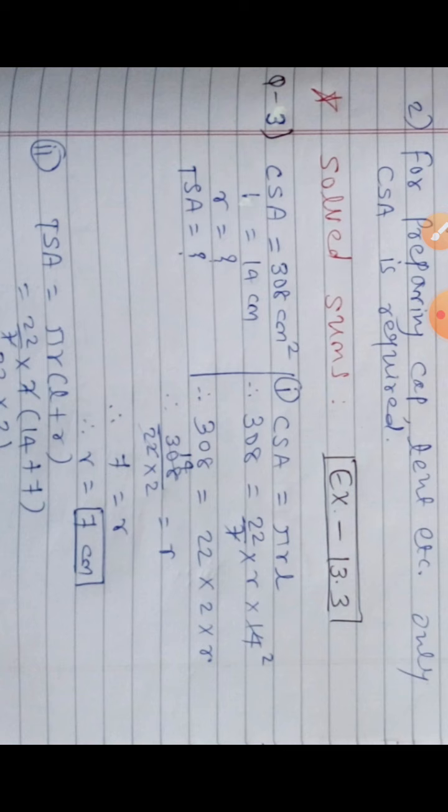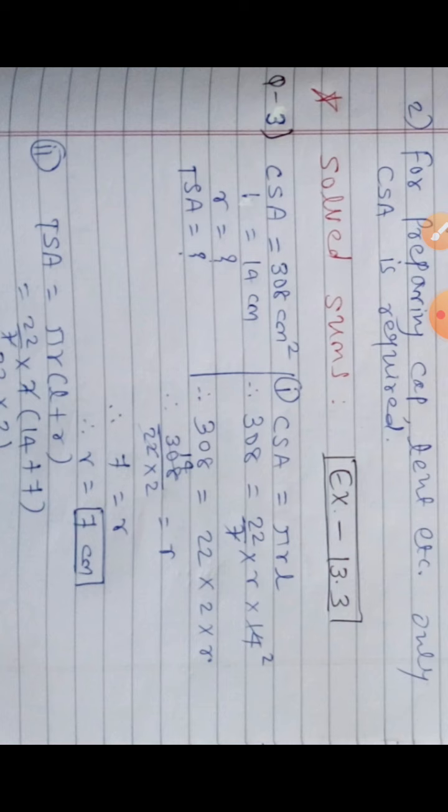So CSA equal to pi R L, all values are placed. Now R is made the subject and found. You can look there, 7 into 14, so on the left is 22 into 2 into R, and on the right side they are shifted to the denominator. Whatever simplification is possible, I simplified, and I got R equal to 7. So that is our first answer.